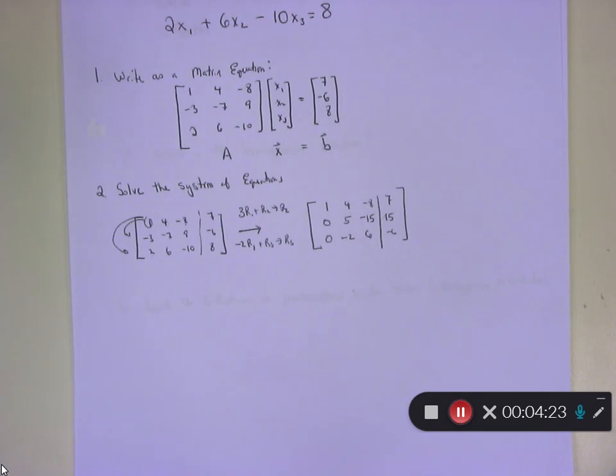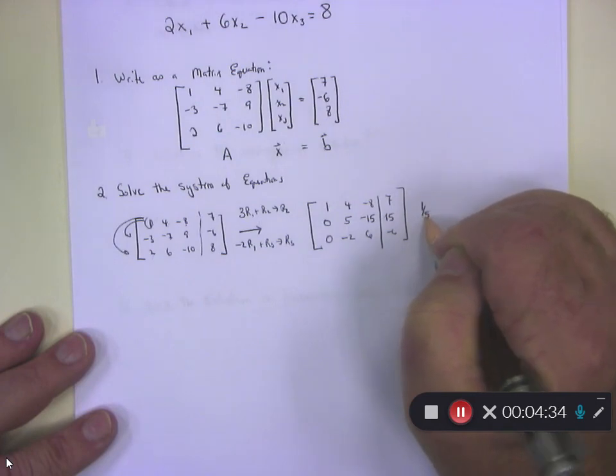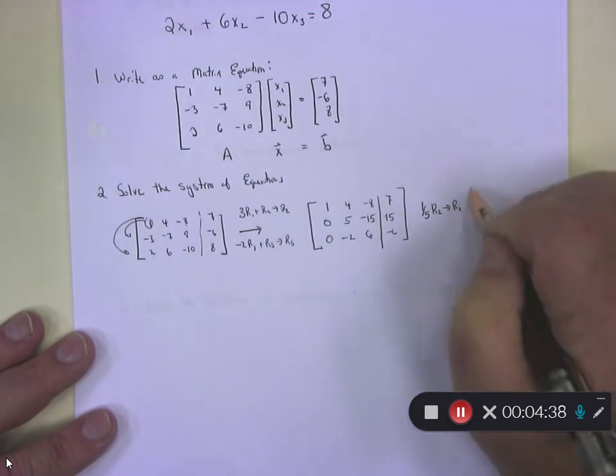What's your next move? What would you do? Didn't hesitate. You should jump out immediately. This is a time issue. Yeah. And how are you going to do that? 1/5 times row 2, replace row 2. Let's make him a pivot.